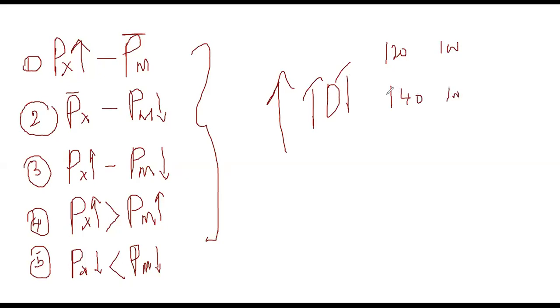So what do you mean by that? Our terms of trade will increase because TOT is PX over PM into 100. If you calculate the TOT, 120 over 100 into 100, what is the answer? 120 comes. Here 140 over 100 into 100. What is the answer? Here 140. So terms of trade will improve.